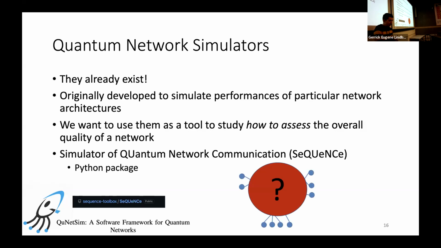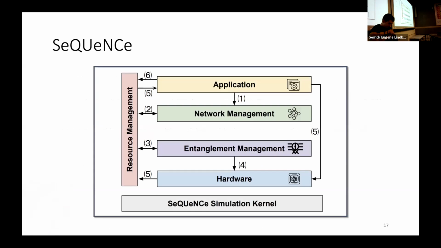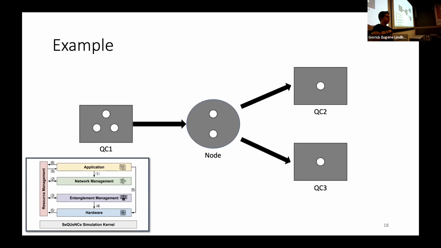The simulator that I'm going to be focusing on is called Sequence, and it's a Python package that is completely open source on GitHub. I'm going to skip through this pretty quickly, but Sequence basically works off of different modules here, and I'm going to show it with the example that I set out to simulate. In this example, I want to create 3 entangled qubits and distribute 2 of those qubits to our 2 quantum computers, quantum computer 2 and quantum computer 3.